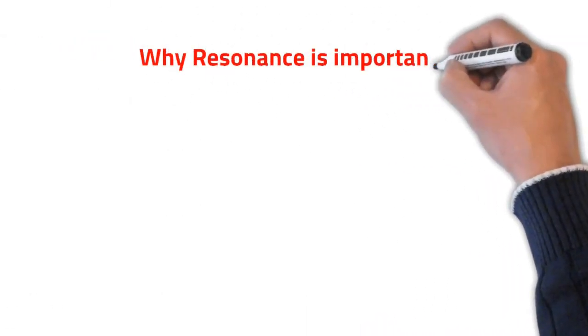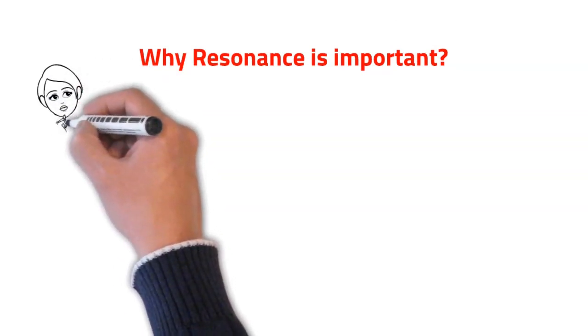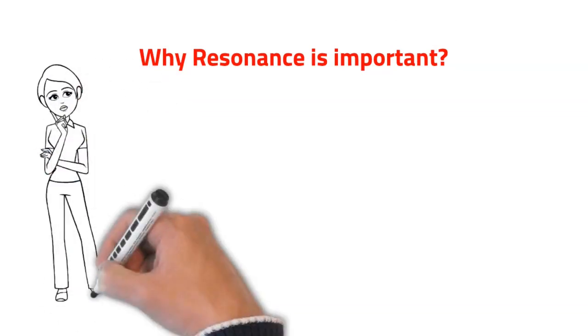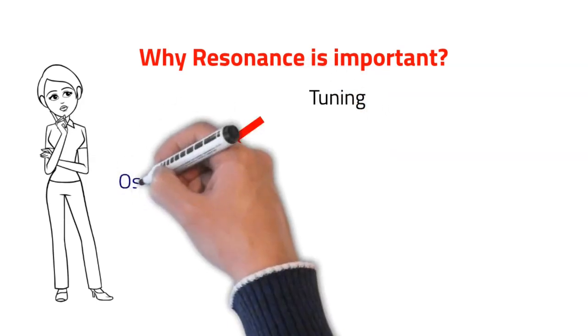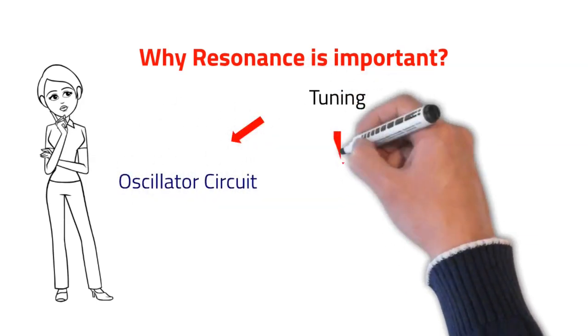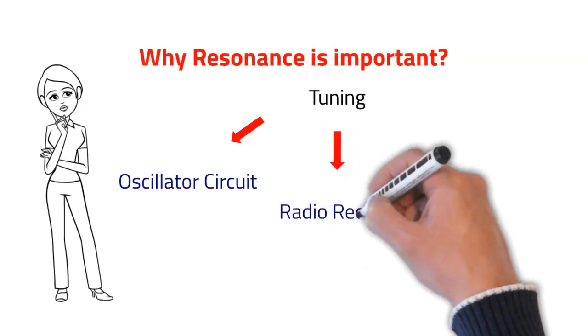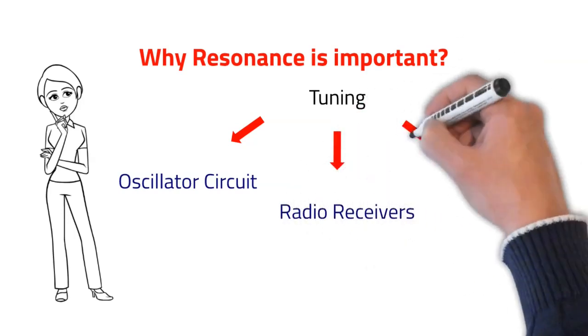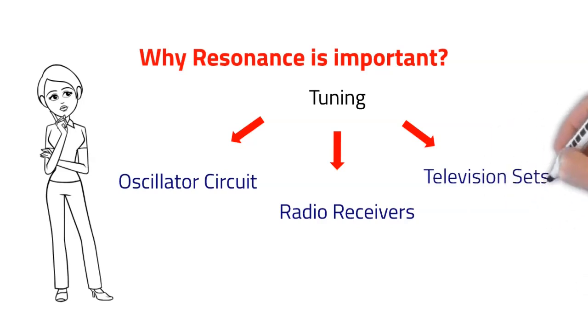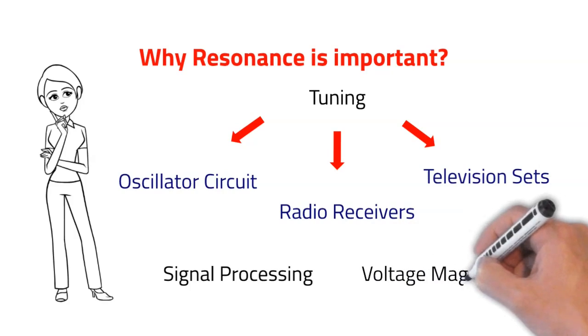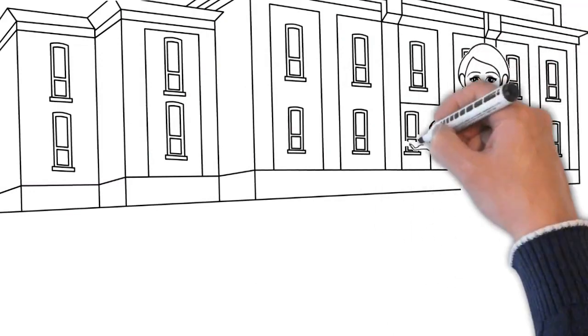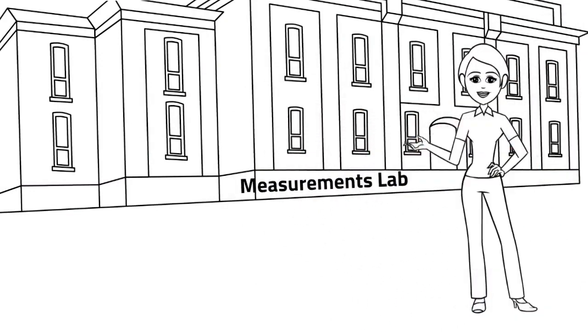Resonance can be important in many different areas. In electrical systems, resonance can be used to filter out or select specific frequencies across a spectrum. So it is used for tuning in oscillator circuits, radio receivers, and television sets. Resonance also contributes to signal processing and voltage magnification. Up to now, what we saw was the introduction to the practical. Now let's start the procedure.